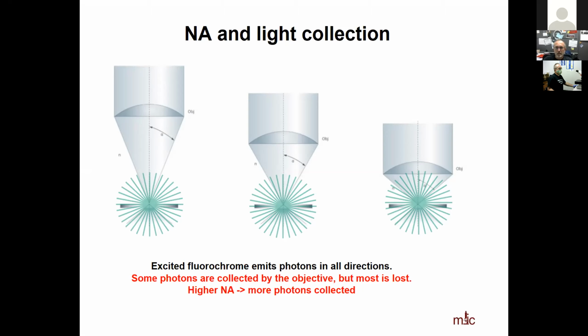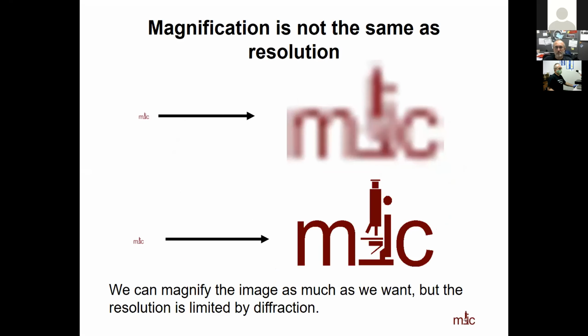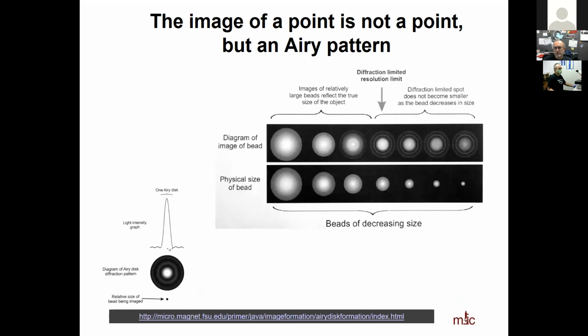We talked a little bit about magnification, and it's not the same as resolution. In this case, we have the same magnification for two microscopes or two objectives, except the one here at the bottom also provides a much higher resolution image. That's why I was saying we can magnify as much as we want, but the resolution is limited by the laws of physics in most cases.